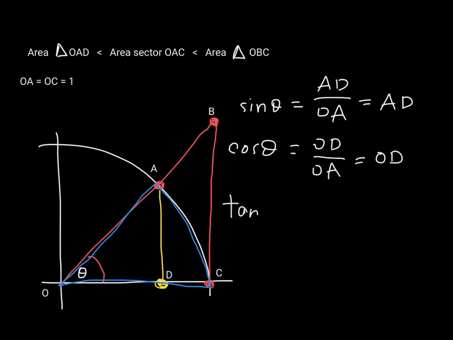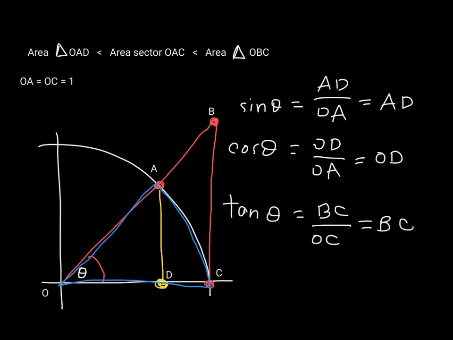Finally, tangent of theta. Tangent of theta, remember it's opposite over adjacent, and watch this. I'm going to say tangent of theta is equal to this opposite side of this larger triangle. So opposite over adjacent, BC over OC. But again, OC is equal to 1 because this is the unit circle. So then tangent of theta is simply BC.